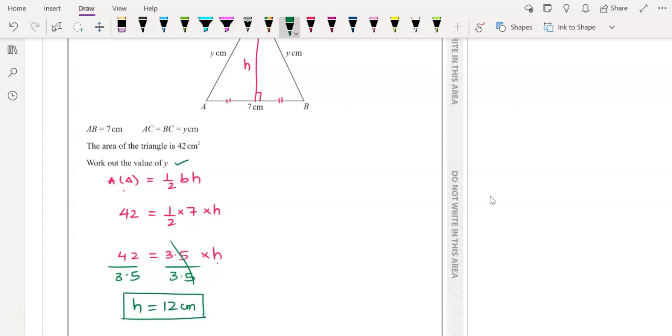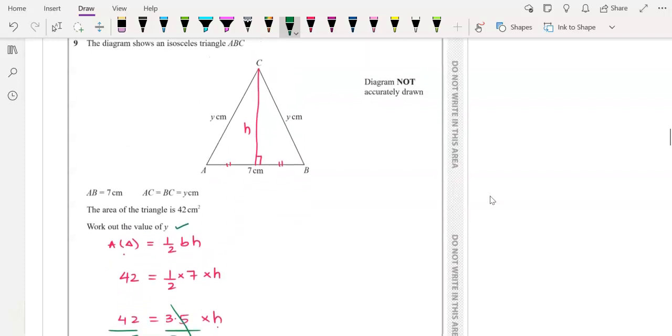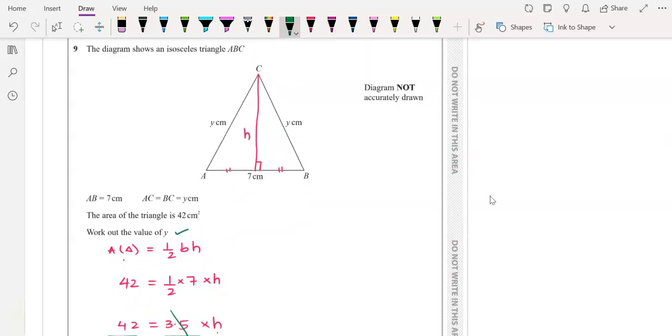The question is to work out the value of y. Now let's go back to the diagram. Height we got as 12. Now to find y, since the perpendicular is also the bisector because it is an isosceles triangle, each part will be 3.5, 3.5.